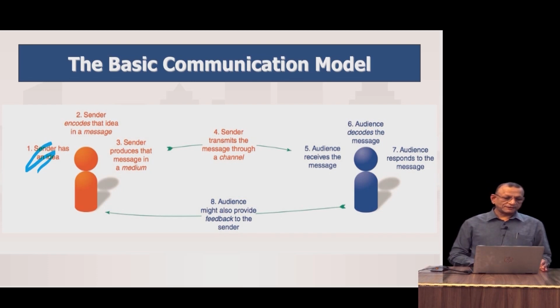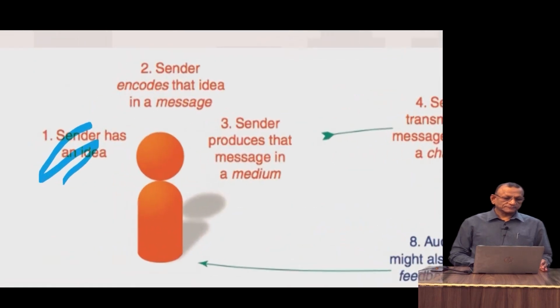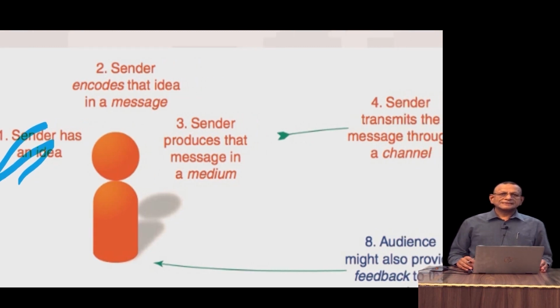Let's have a larger view of this. So now sender has encoded the idea in a message. Then the third step is sender produces that message in a medium. What is this medium and what is this message? What may be the difference between message and medium? Just to have a slight idea, message means I have to say something, that you please bring a glass of water for me. This is a message.